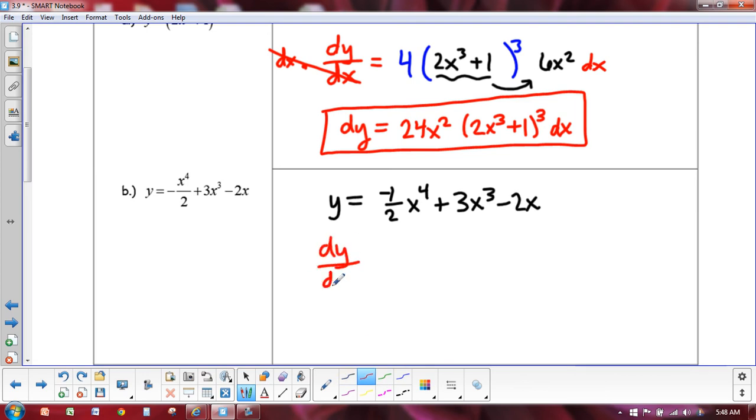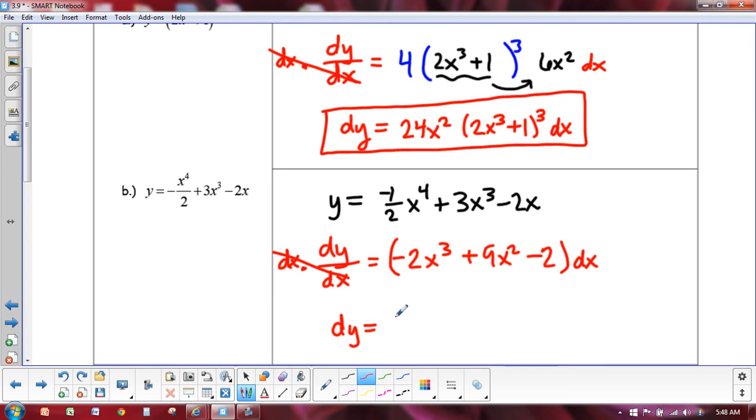You actually need a parentheses here because all those parts are added and subtracted. In our last example, all the terms were multiplied. So dy is equal to the quantity -2x cubed plus 9x squared minus 2, and then dx. The parentheses do matter, they are required. Again, you don't have to know what we're going to do with it, you just have to be able to take the derivative and multiply over the dx part. Okay.